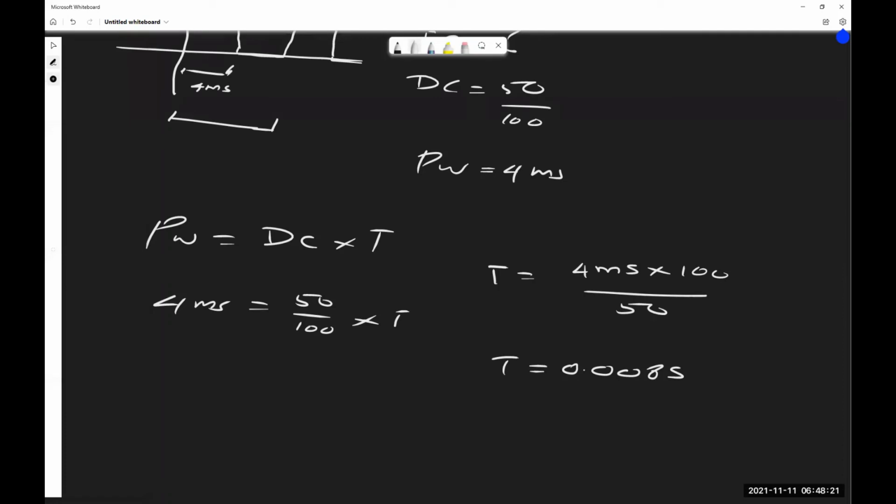Now the question is, what is the frequency? As you can see, frequency is equal to 1 over time. If you put 1 over 0.008 seconds, you will get 125. And what is the unit for frequency? It is hertz.